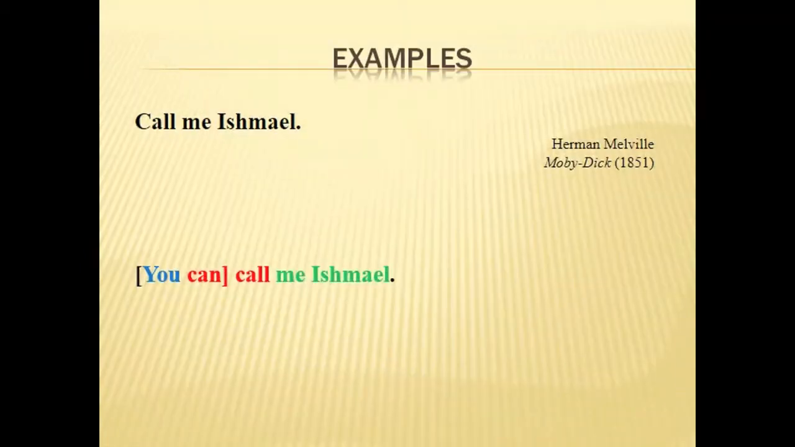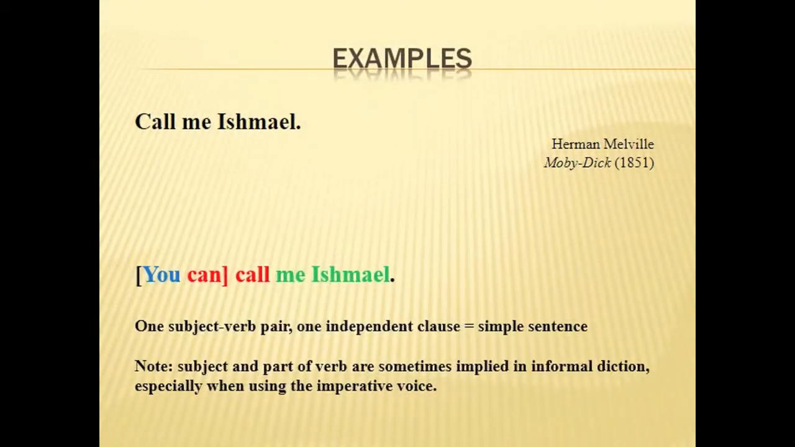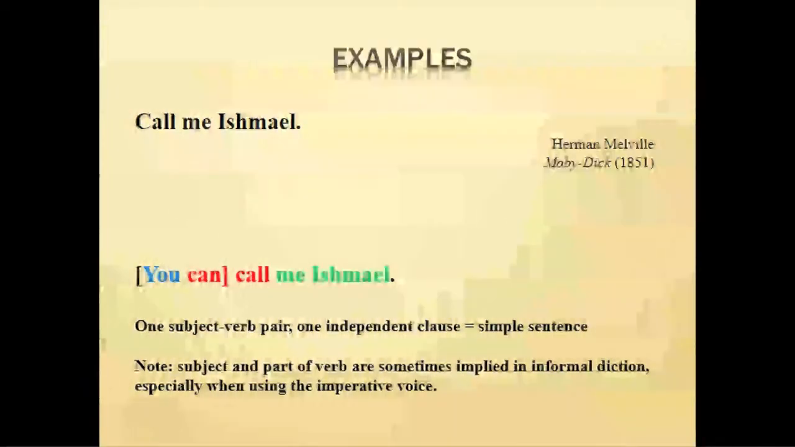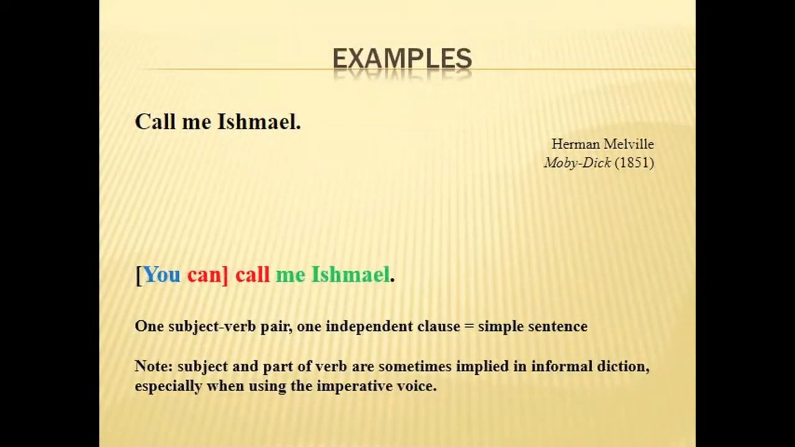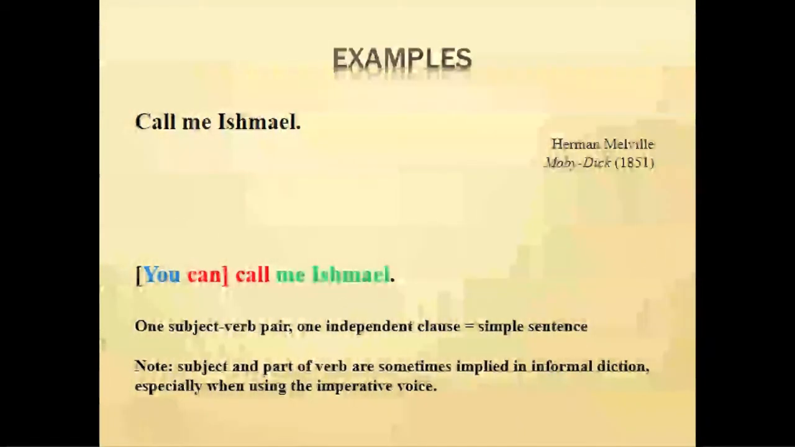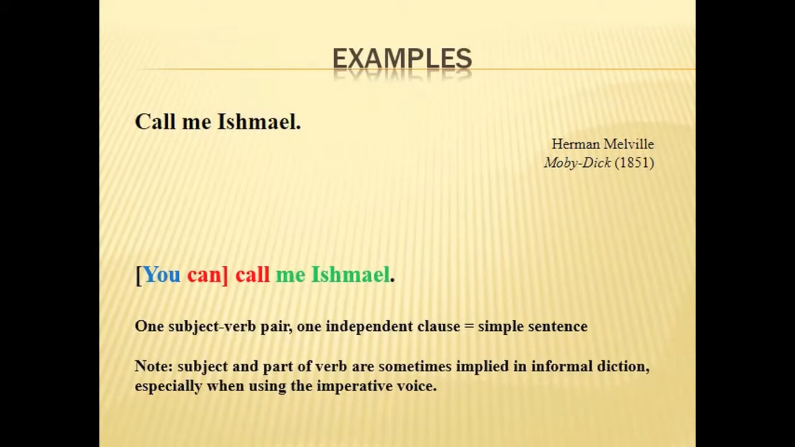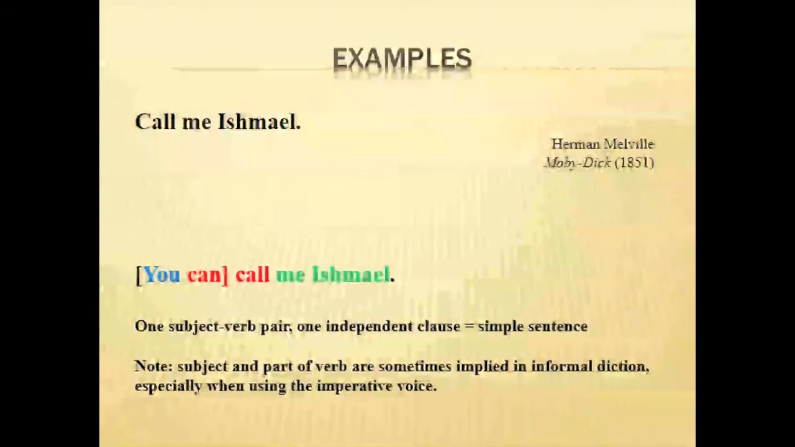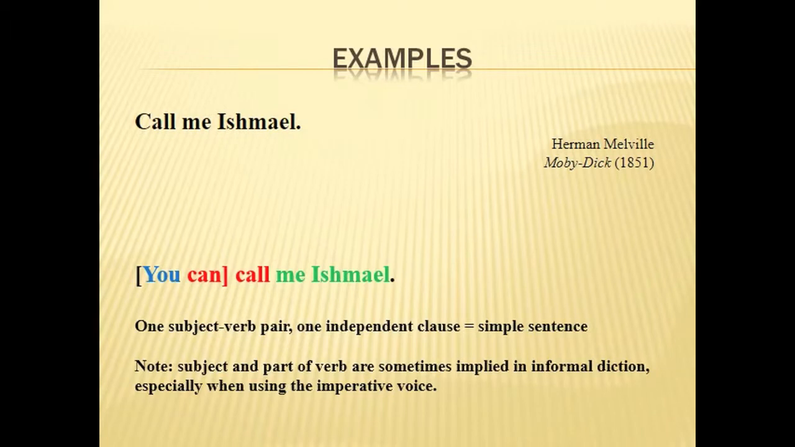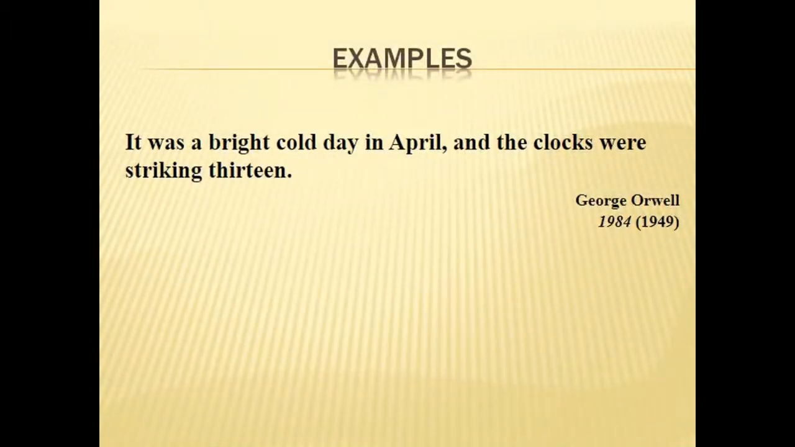So the beginning of Herman Melville starts with a seemingly simple, but actually somewhat complicated sentence in terms of construction. There's one subject-verb pair, one independent clause, as I said, so it's a simple sentence. The subject and part of the verb, the helping verb can, are sometimes implied in informal diction, especially when using the imperative voice. Here's the opening line of 1984 by George Orwell.